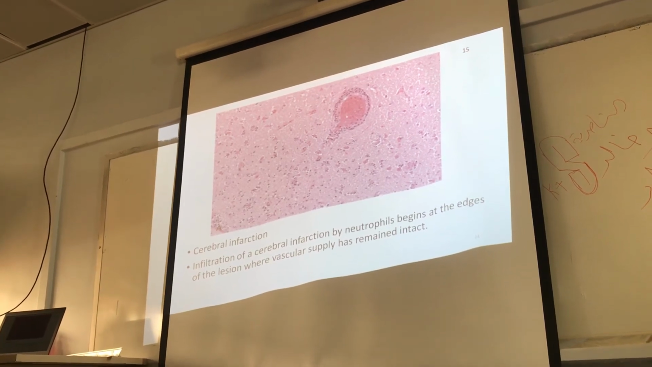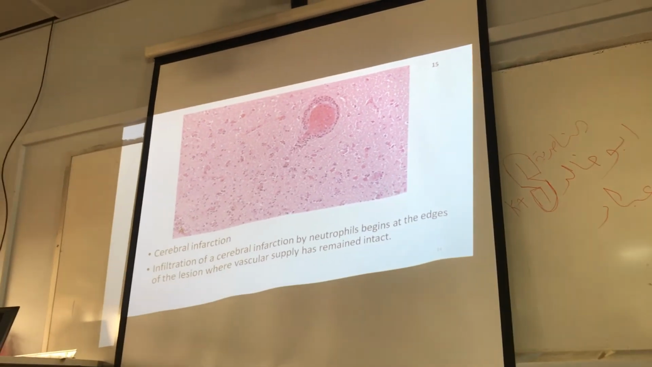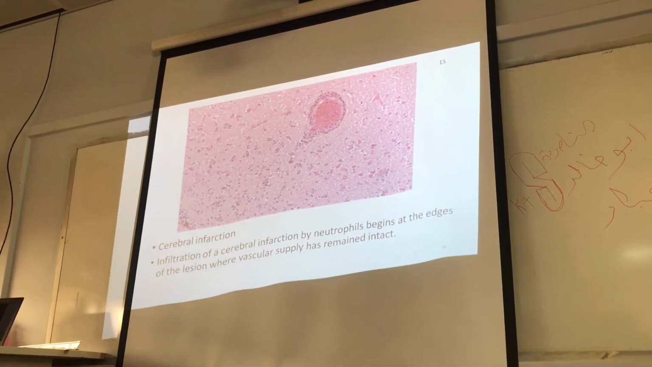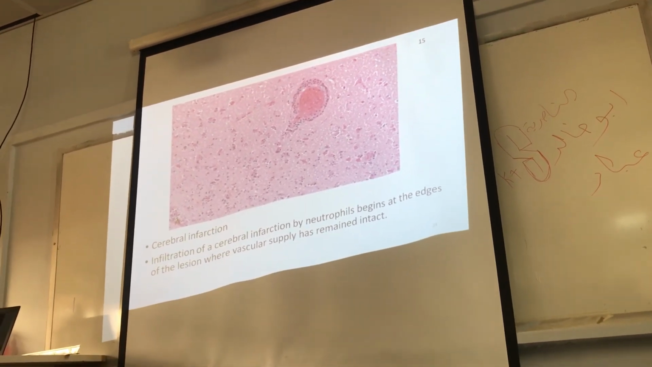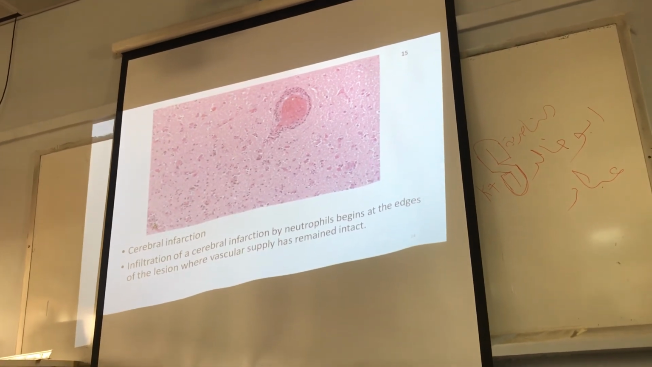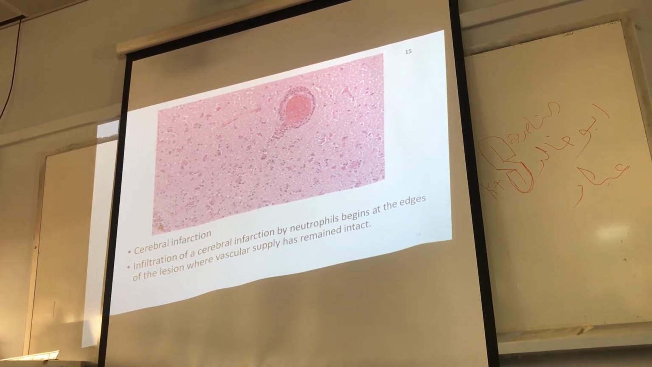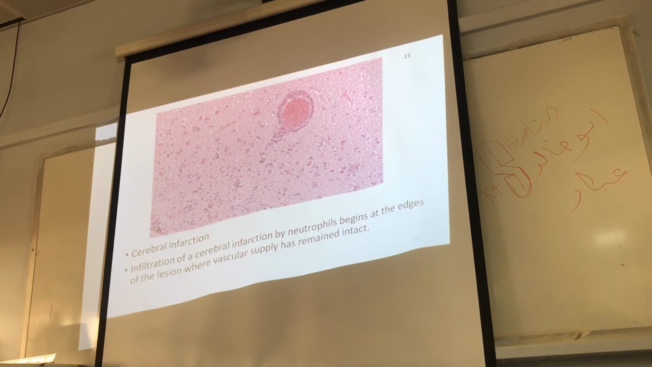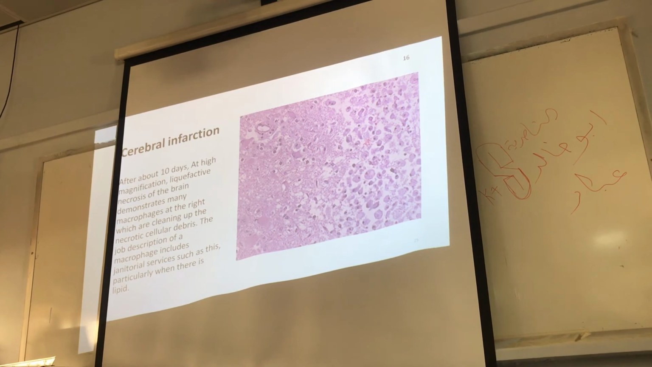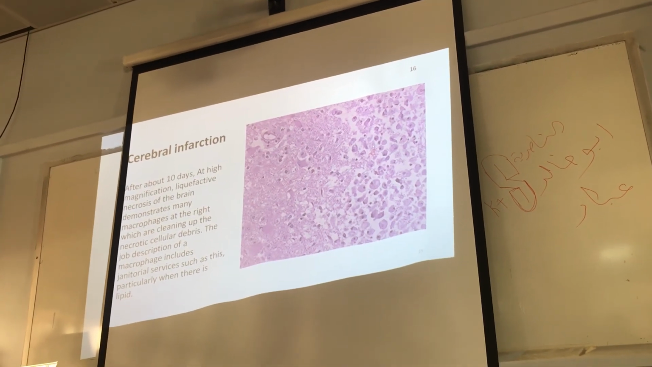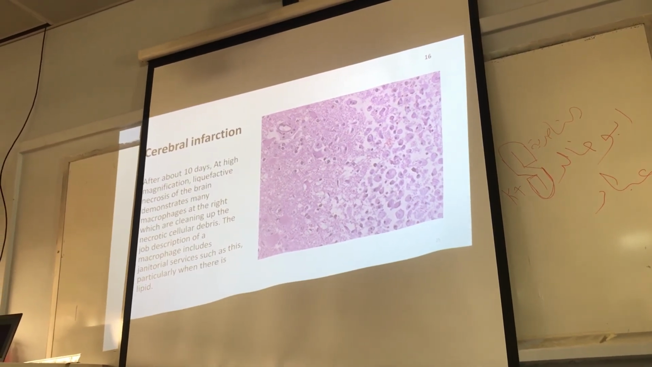Again, recollect your principles of disease. If you have injury anywhere, there is margination and extravasation of neutrophils. This is what we are seeing. The other changes, like red neurons, will be difficult to see at this magnification. You only have to see that the neutrophils are coming out of the vessels, at the edges of the lesion where vascular supply has remained intact. After neutrophils, macrophages will come. They start cleaning the cell debris. So this is liquefactive necrosis.